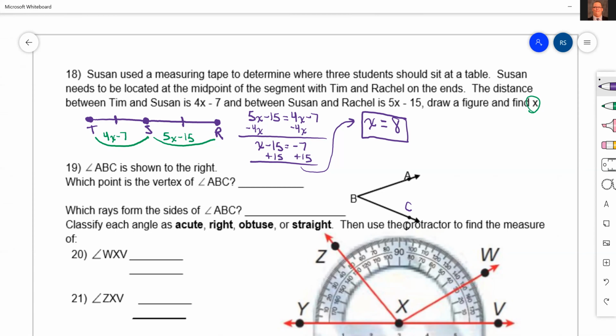The vertex is where it turns. So where does it turn at? If we start at A, we go to B, and then we turn and go to C. So the vertex is at B.